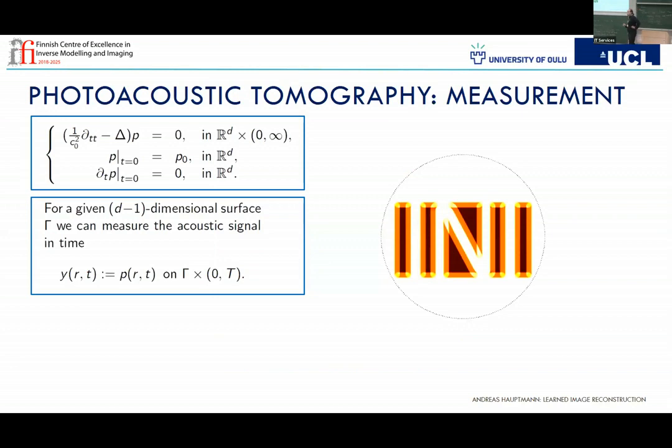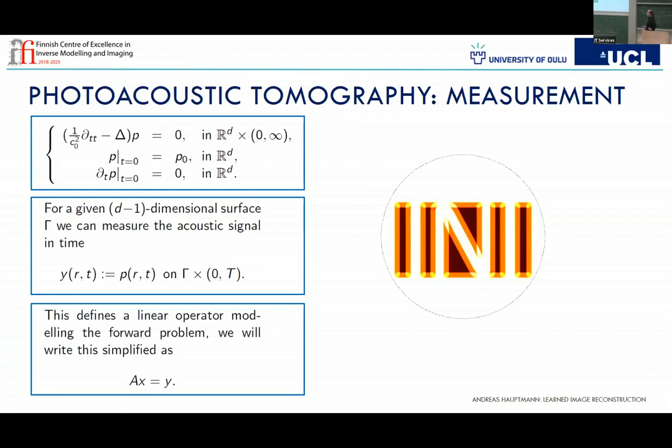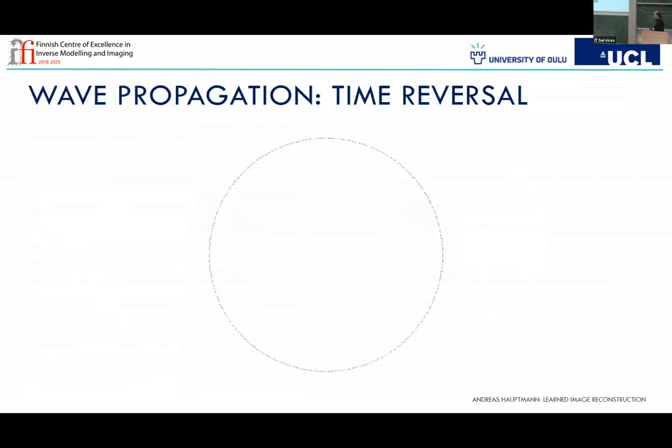So this is our forward problem, the forward problem from our initial pressure P0 to this time series on the boundary. I'm going to be lazy in the future. I'm not going to write this down. So we typically write it in our inverse problem setting as Ax equals y, where A is now the mapping from P0 to the measurement on the boundary. And if we actually have a nice measurement surrounding the whole target, we could actually just solve the PDE backwards.